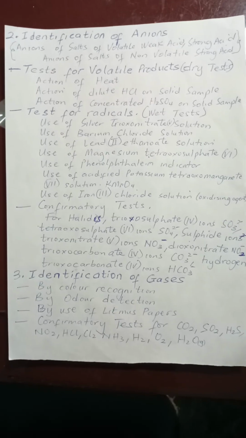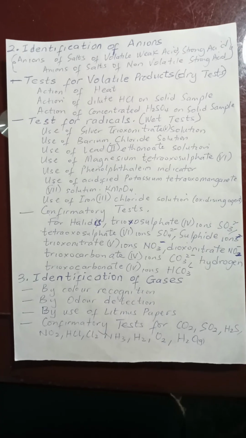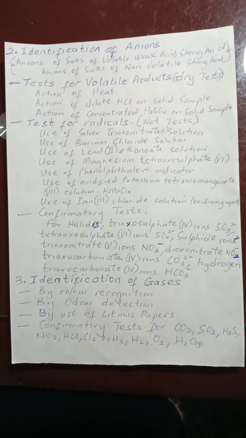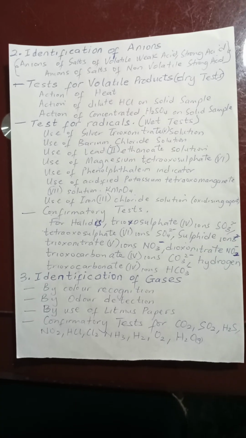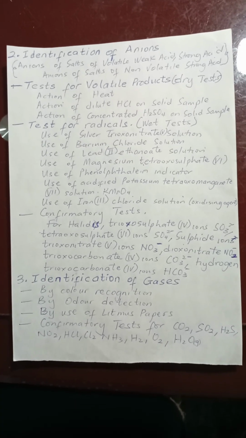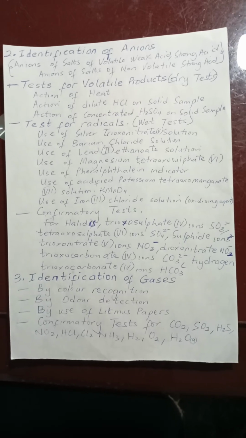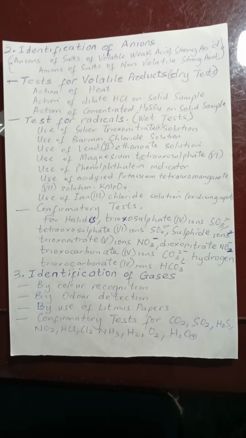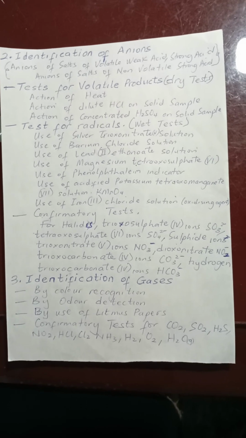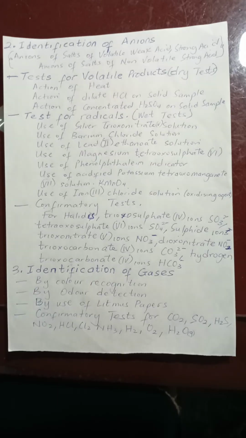The second aspect is identification of anions. We've just seen the tests we carry out on cations. Now we move to anions. Note that anions of salt can be volatile weak acids, they can be strong acids, and they can be non-volatile strong acids. All this will be explained with time. Test for volatile products, that's the dry test: action of heat, action of dilute HCl on solid sample, action of concentrated H2SO4 on solid sample.